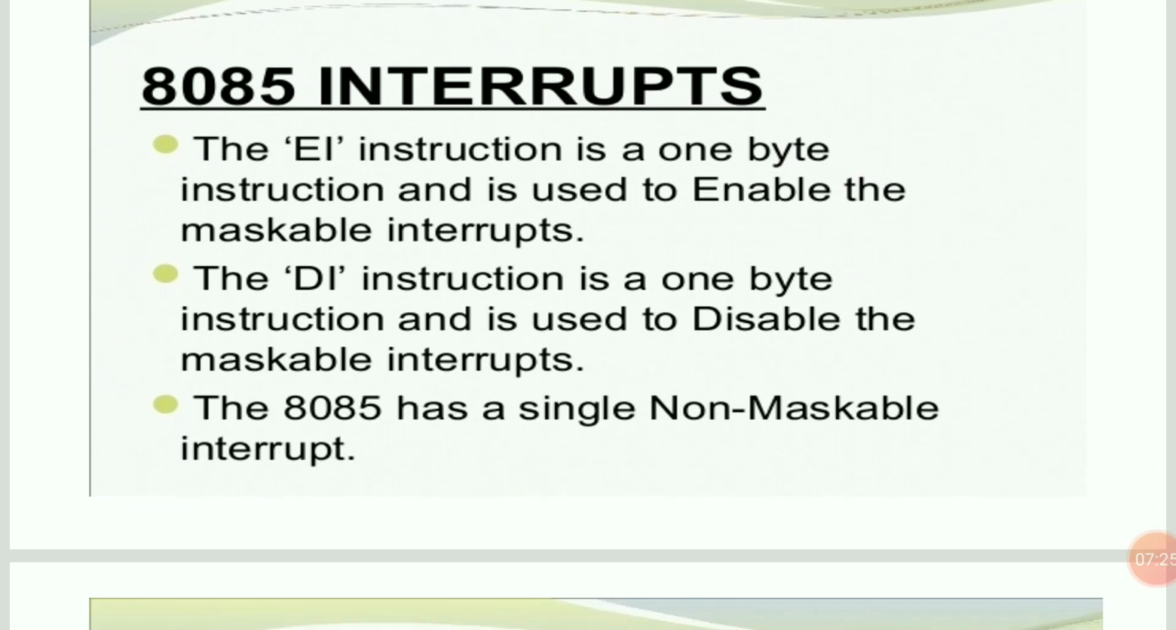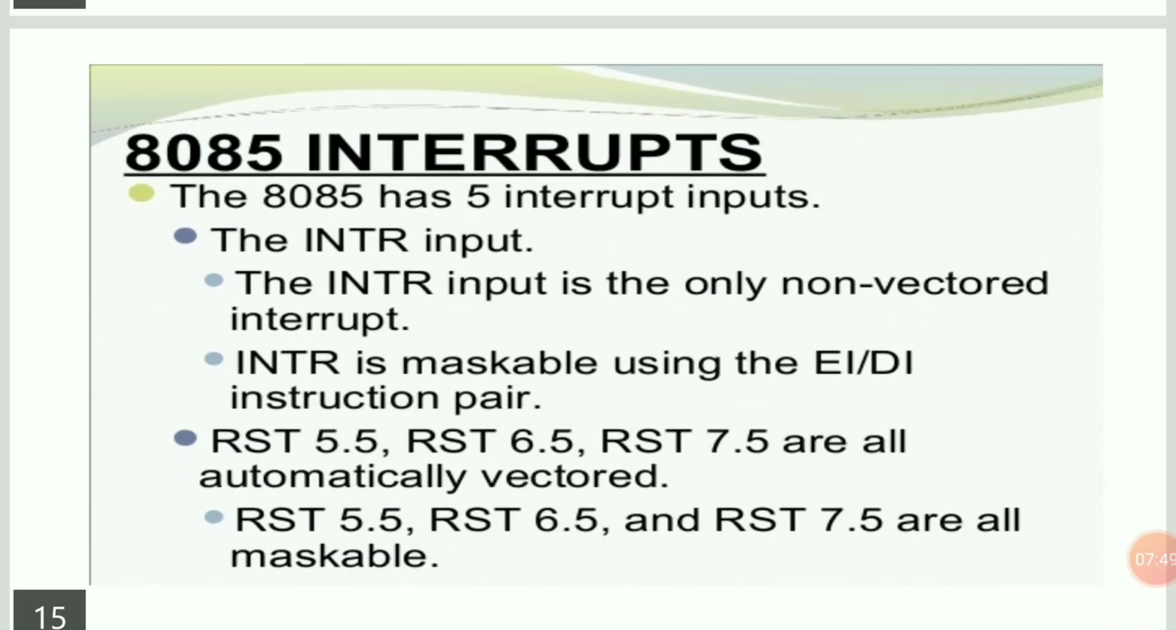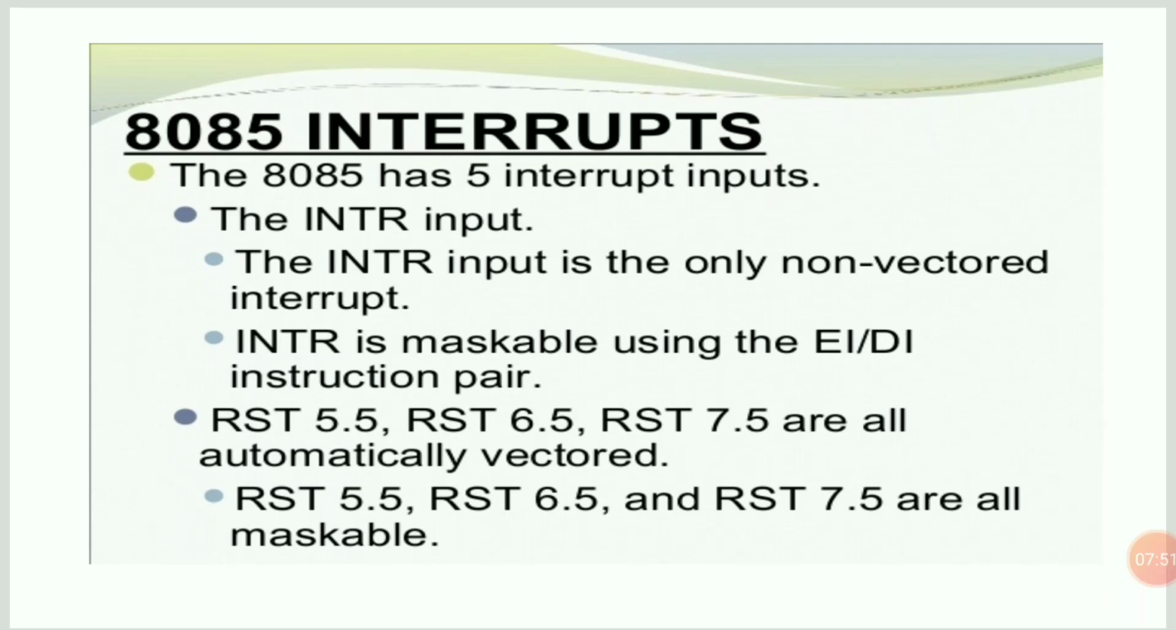The EI, that is the enable interrupt instruction, is a 1 byte instruction and is used to enable the maskable interrupts. The DI instruction, that is the disable interrupt instruction, is a 1 byte instruction and is used to disable the maskable interrupts. The 8085 has a single non-maskable interrupt. The 8085 has 5 interrupt inputs.